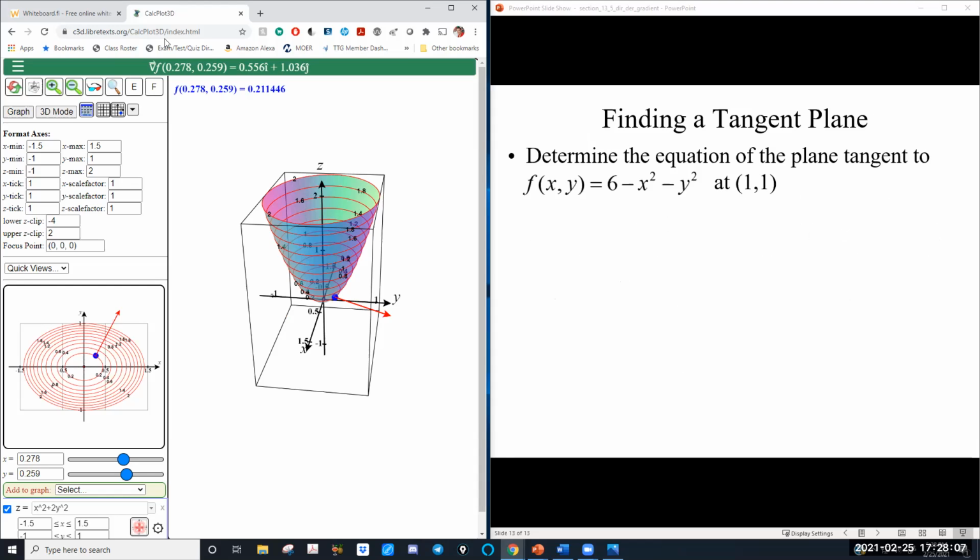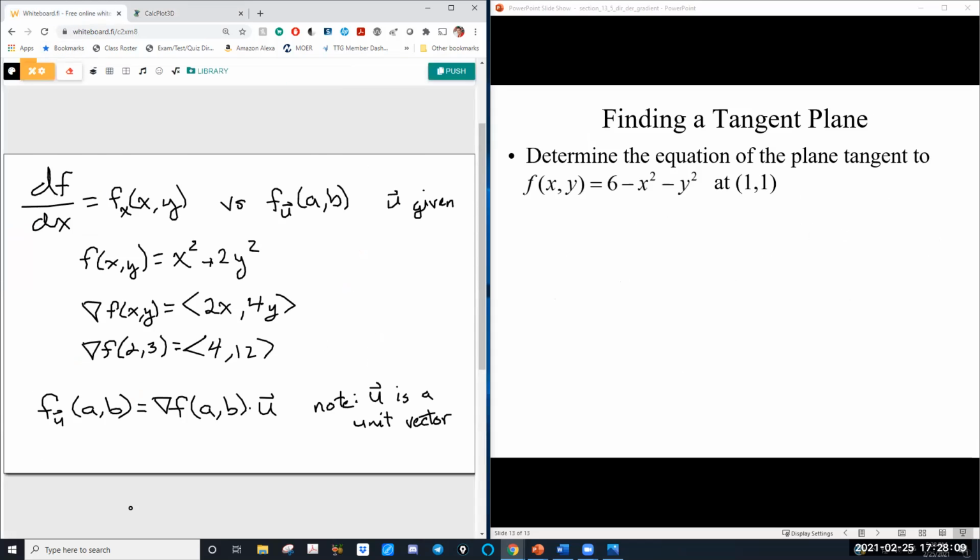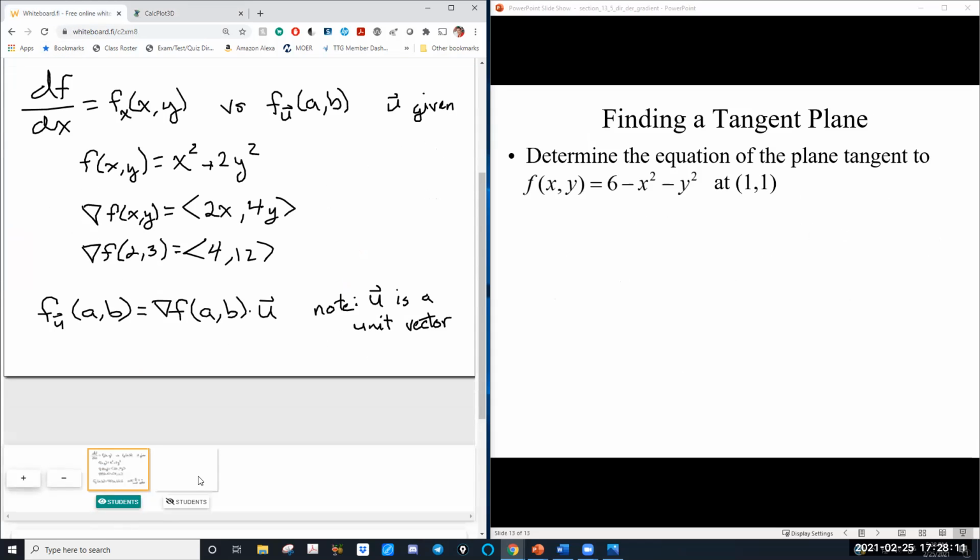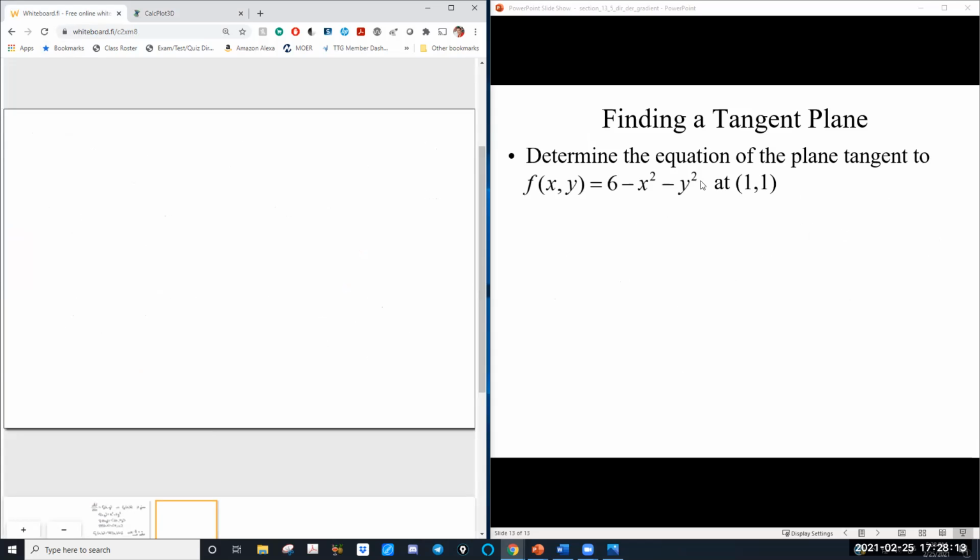All right. Now, here's a little exercise we're going to go through. I'm going to work through this one. So this is something from last time. We didn't do a tangent plane, so let's go ahead and do one now. And then we'll talk about what we're doing here. So if we wanted to find the tangent plane, if you remember, we need the partials evaluated at 1, 1 and the function evaluated at 1, 1.